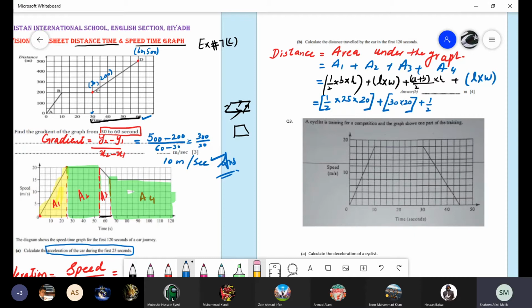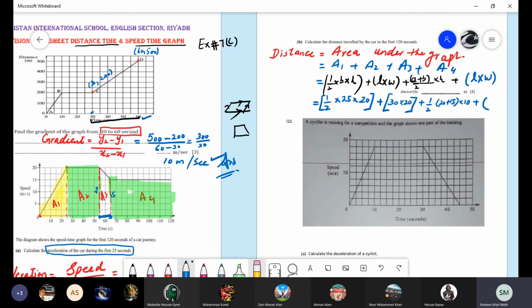1 by 2, sum of the two sides. Sum of the two sides means what are the sides? One side is 20. And what about the other side? That is 15. 20 plus 15. And what is the total height? Yes, what is the total height from this point to this point? 65 to 55, multiplied by 10. 65 to 55, this much is 10.